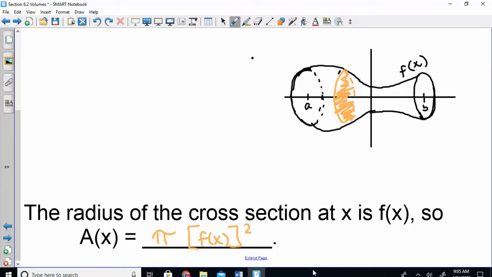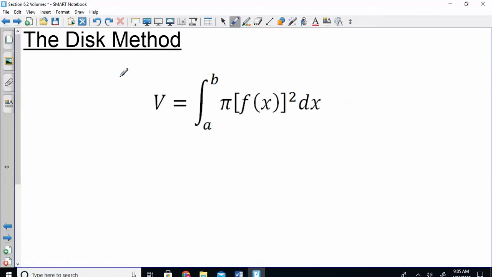This actually has a term. This is what's called the disk method, because a cross section looks like a disk in this case. So I put the term now. I'm not going to ever say use the disk method to do this. I'm just going to say find the volume. But just for your information, that's what we're using here.